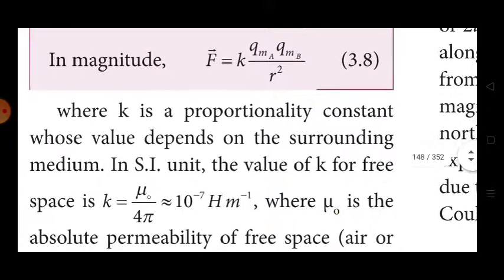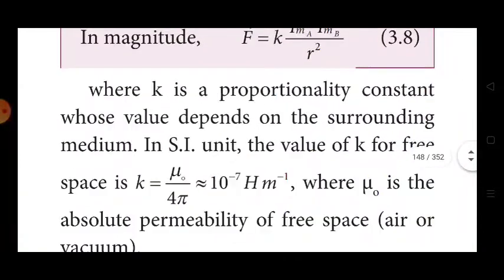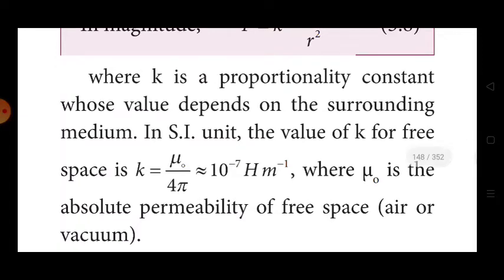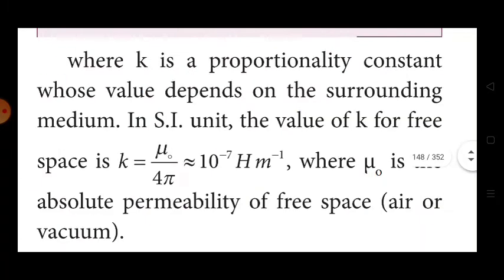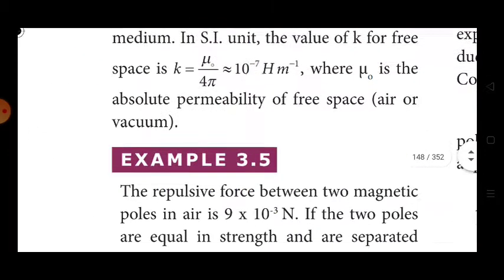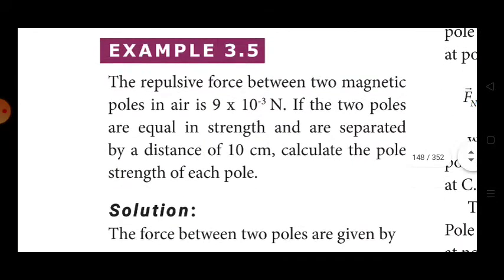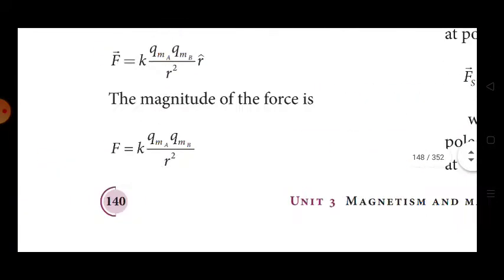Now, the SI value of K for free space is mu naught by 4 pi, whose value is 10 power minus 7 Henry per meter, where mu naught is the absolute permeability of free space or air medium. That means how much amount of magnetic lines of force is allowed by the air medium. That is the meaning of permeability. Solve problem 3.5. We move directly to the next topic.